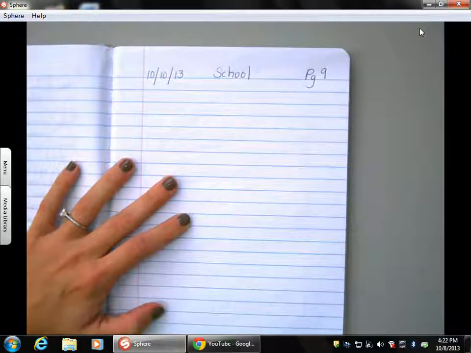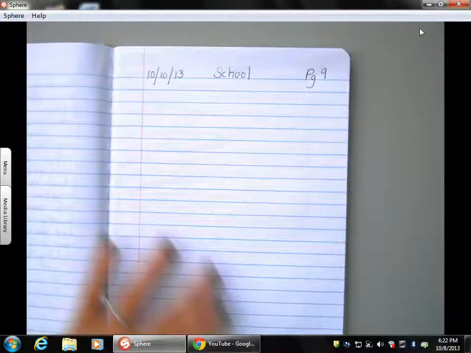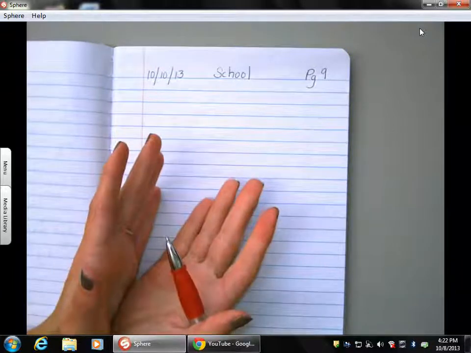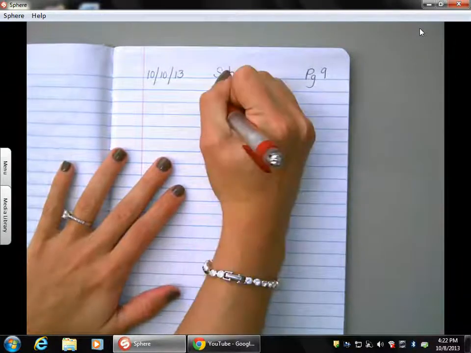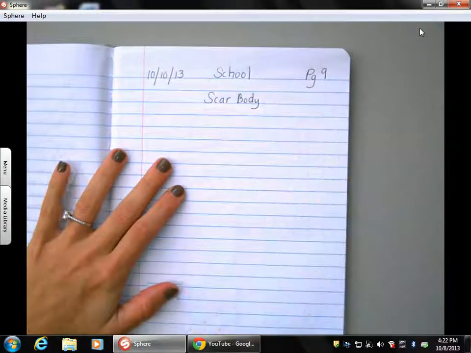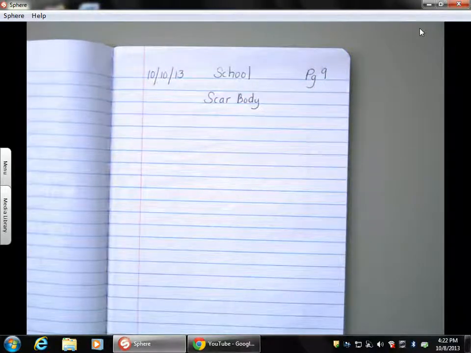Don't forget the date. Okay, now I can label my title. So scar body. I know this is such a funny name, but really this stick figure that we're going to create, or graphic organizer, will be a great assistance to you when it's time to choose a topic for personal narrative. So please just watch this video.